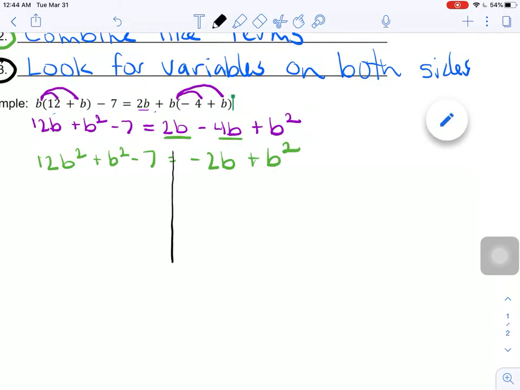So right off the bat, I see that I have some b squareds here and some b squareds here, and I don't want that in two different places. So what I'm going to do to take care of that is subtract one of these b squareds, and that's going to cancel that out. But whatever I do on one side of the equation, I have to do on the other side of the equation.